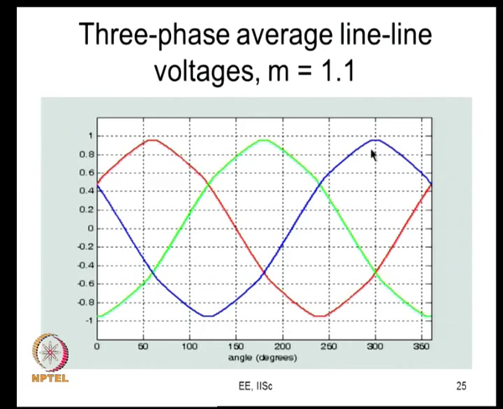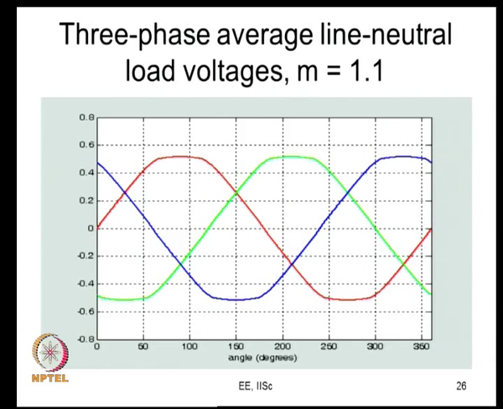Okay. Now, let us go back. So, what is this? This is VRN average. This is the average line to neutral load voltage now. So, this is not exactly clipped, you see that it is slightly going above 0.5. So, this is VRN average and this is VYN average and this is VBN average. So, you should have ideally applied sinusoidal voltages here, as in linear modulation these should have been sinusoidal. Instead of that, there is a certain amount of harmonic distortion in these waveforms.